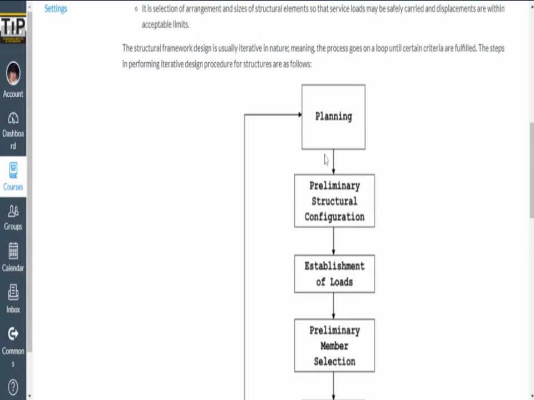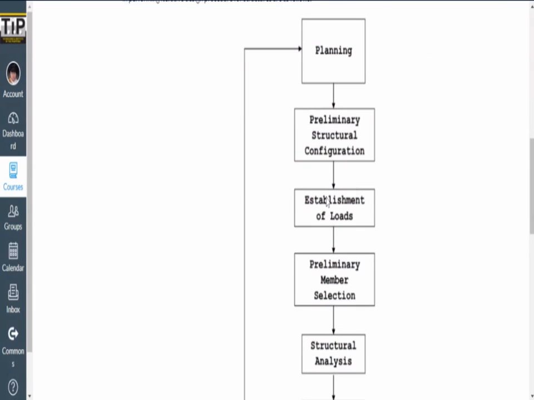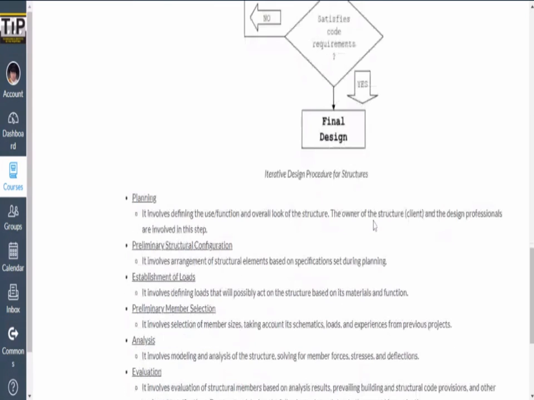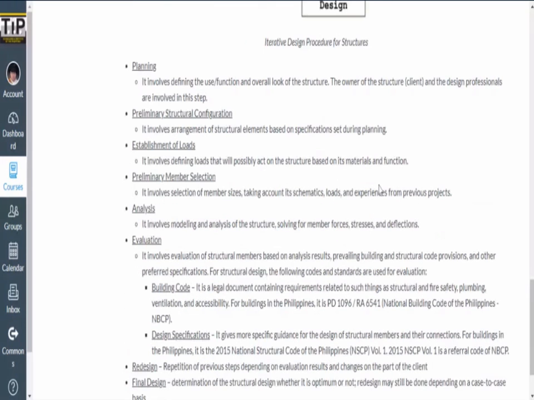So let me discuss each step. What do we do in each step? First, planning. It involves defining the use and function and overall look of the structure. The owner and the design professionals are involved in this step. So all of those involved in the project are in the planning process.